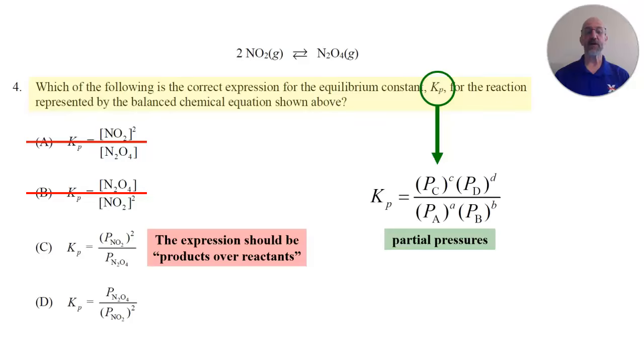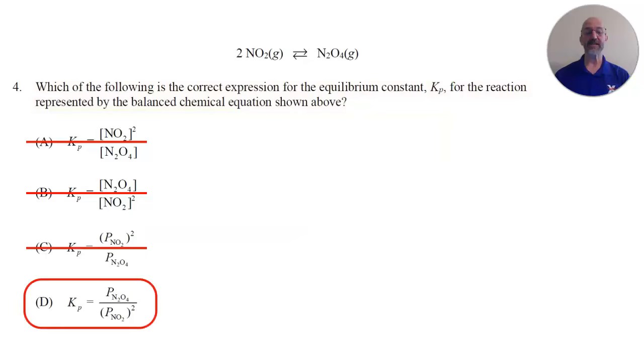Now, choice C, although it does have partial pressures, is actually upside down. The expression should be products over reactants. So the correct answer to question 4 is choice D. And that would be that the Kp is equal to the partial pressure of the product N2O4 divided by the partial pressure of the reactant NO2 squared. And again, the exponent of 2 is referring to the coefficient for the NO2. So because NO2 has a coefficient of 2, the partial pressure of NO2 is raised to the power of its coefficient. So again, the correct answer to question 4 is choice D.